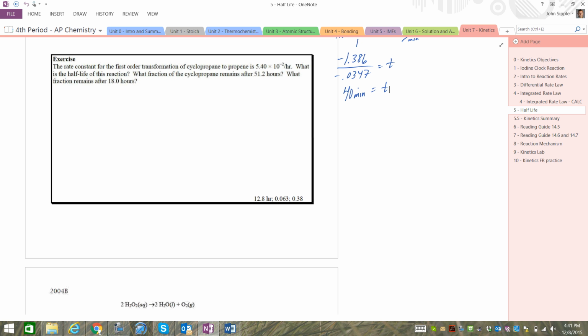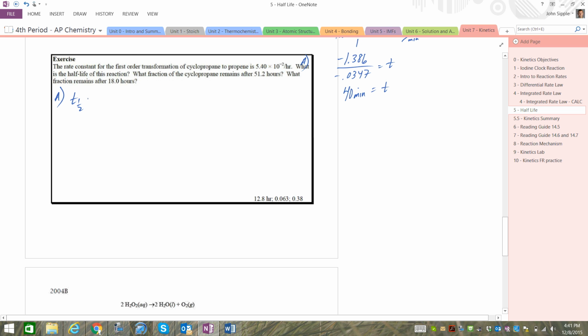What fraction is the cyclopropane remaining after 51.2 hours? And what fraction remains after 18 hours? Okay, so let's do part A here first. So that's going to be this first question here. Say that's part A. So they want to know what the half-life is for the reaction.